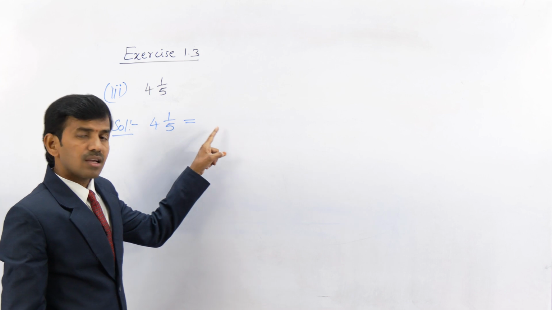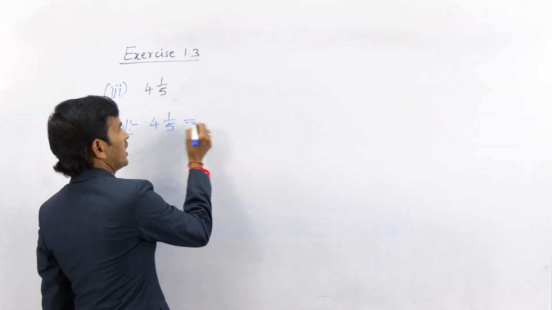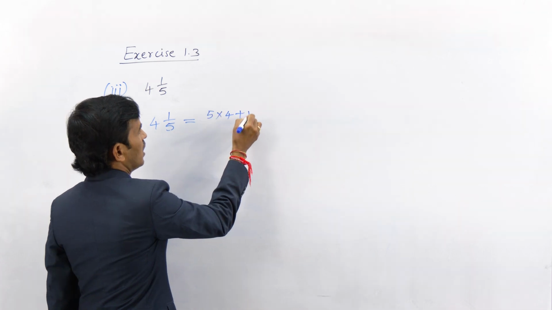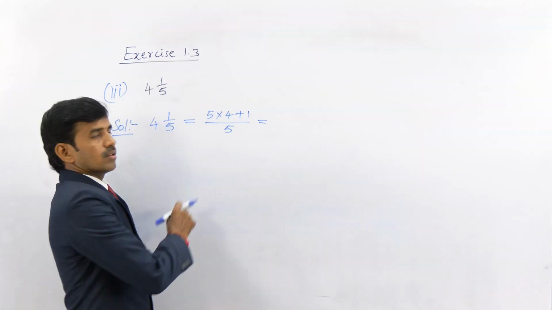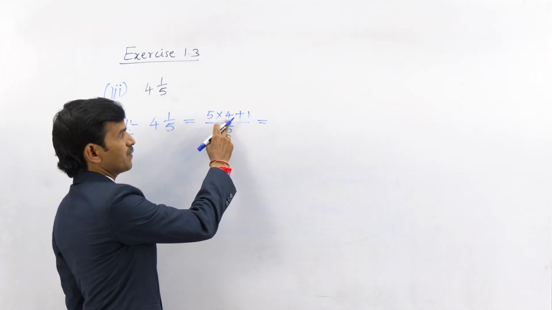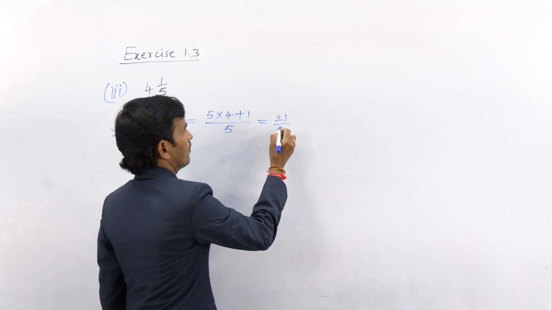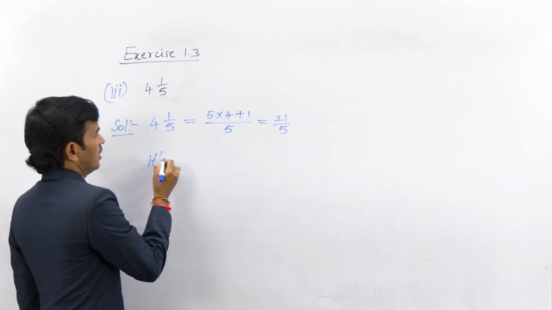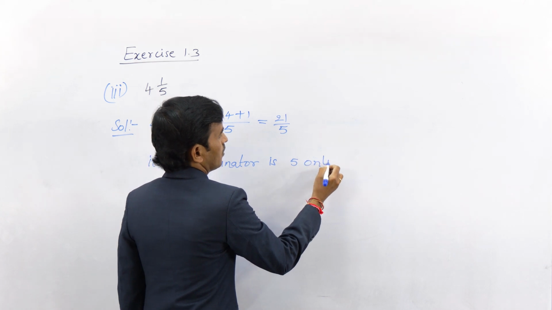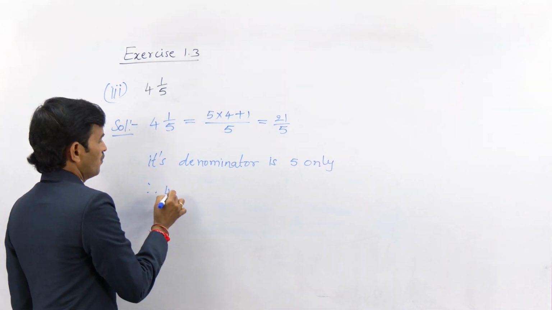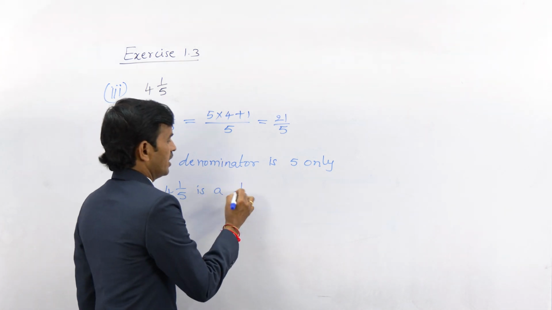Let us consider this given mixed fraction. First, let us convert this mixed fraction into an improper fraction. 5 into 4 plus 1 by 5. 5 fours are 20 plus 1, 21 by 5. Its denominator is 5 only. Therefore 4 into 1 by 5 is a terminating decimal.